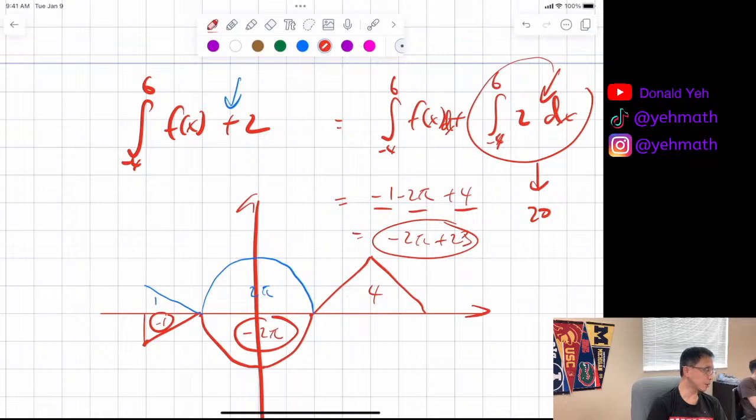Let me know which question you guys have. Somebody is wondering about the answer for 42. 42A is 3. 42B is going to be 1, I believe. 42C is going to be 0. And 42D is going to be 5.